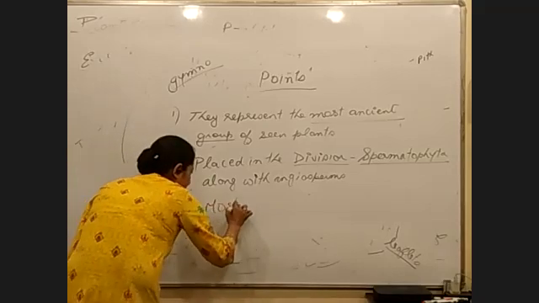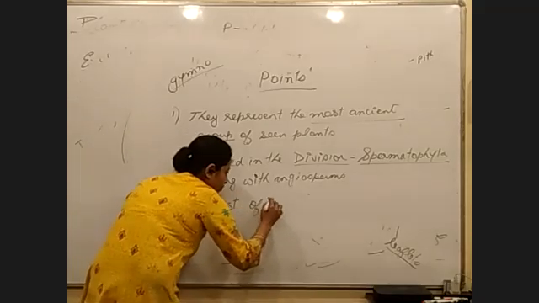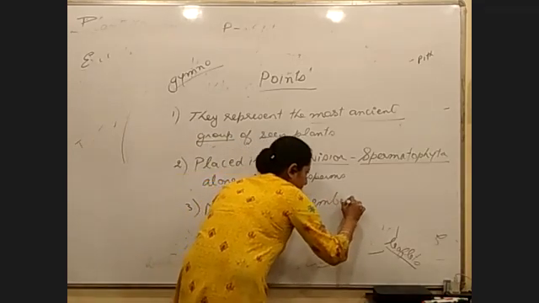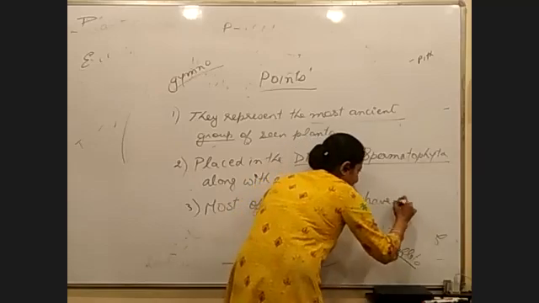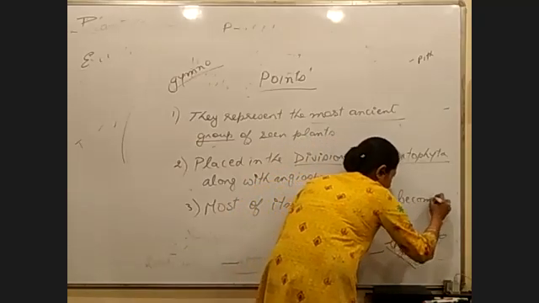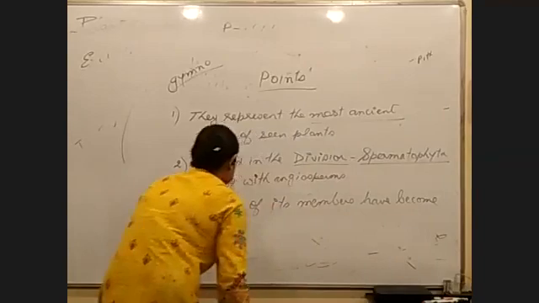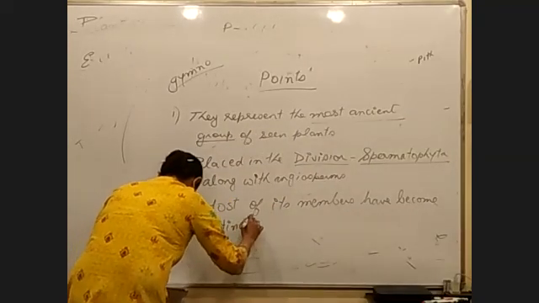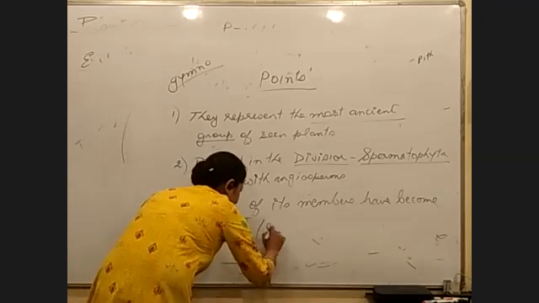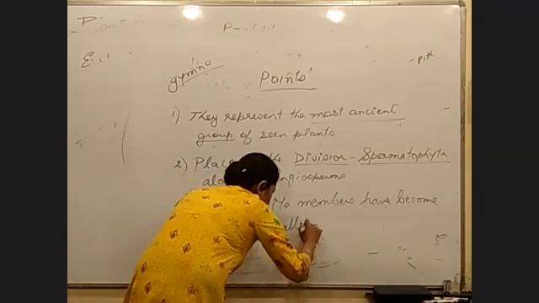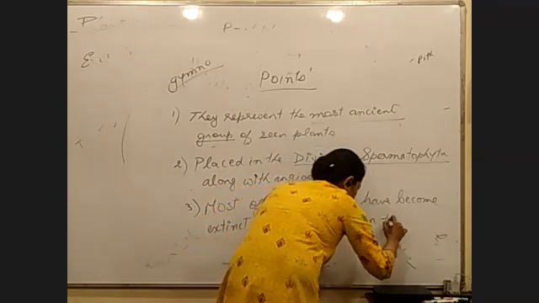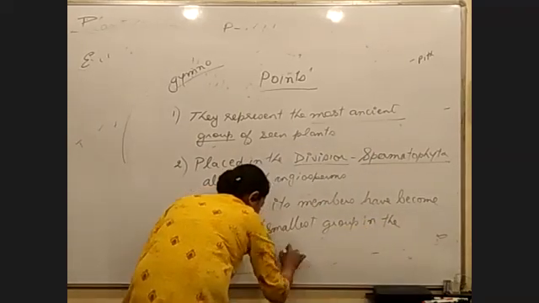And finally, the third point: most of its members have become extinct, so it is the smallest group in the plant kingdom.